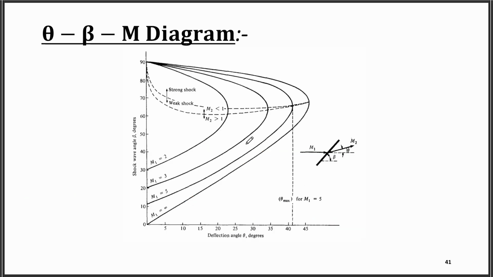And if we plot this equation, we will get this theta-beta-M diagram, where it is plotted between shock wave angle beta and deflection angle theta for different Mach numbers. So for a particular Mach number and one deflection angle theta, we get two solutions of beta, which correspond to weak shock and strong shock. Generally in nature you will find only the weak shock, so we can directly use the weak shock value of the angle.